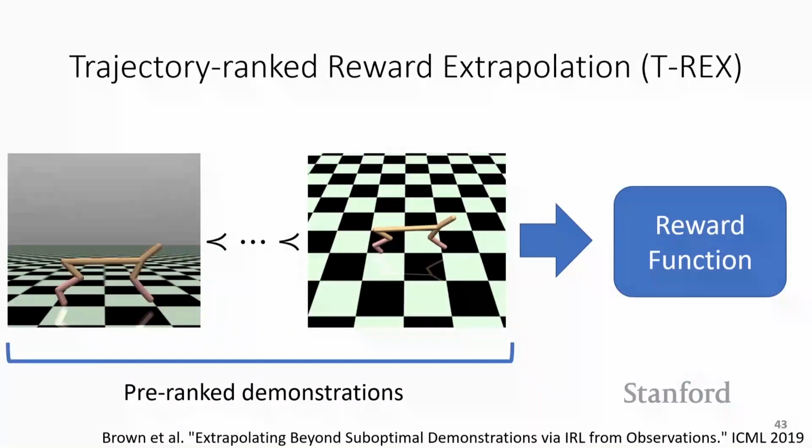So we call this approach trajectory ranked reward extrapolation, or TREX, where the idea is that we're going to take a set of pre-ranked demonstrations.